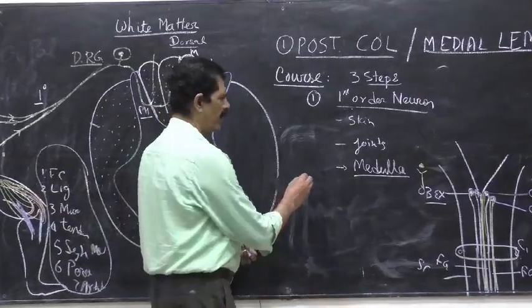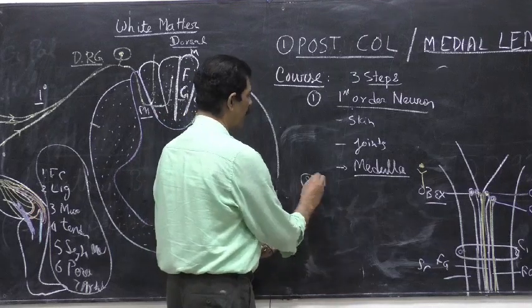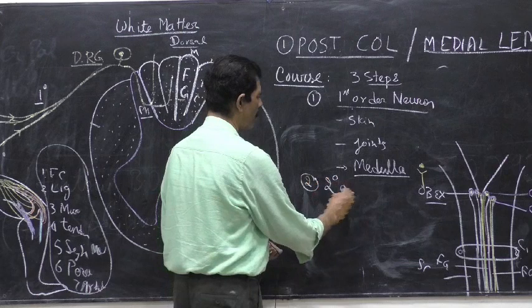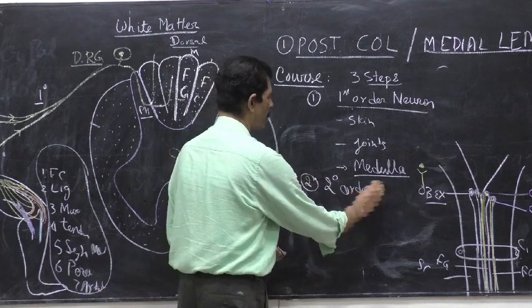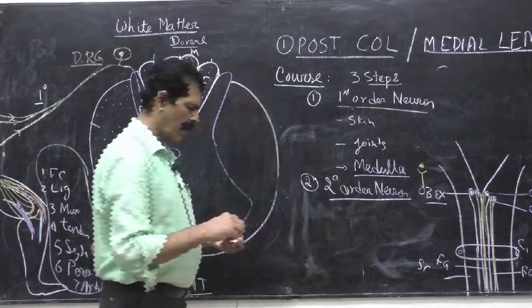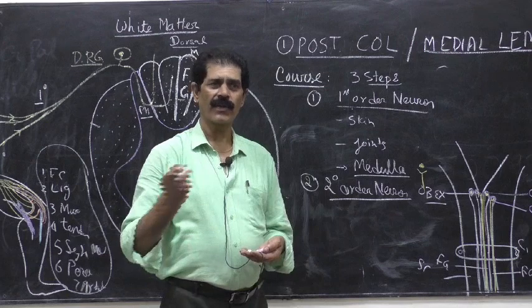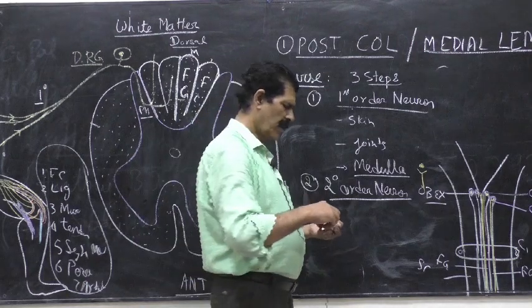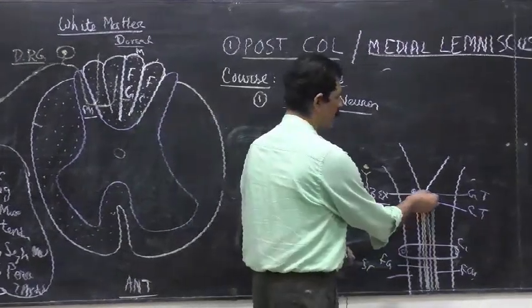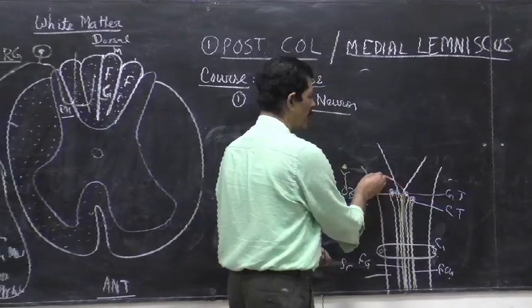Now when they relay, what happens next? The second order neuron starts. Now the second order neurons start, and this is the rule: second order neurons cross. This is another rule of the CNS. So gracilis fibers cross to the opposite side.